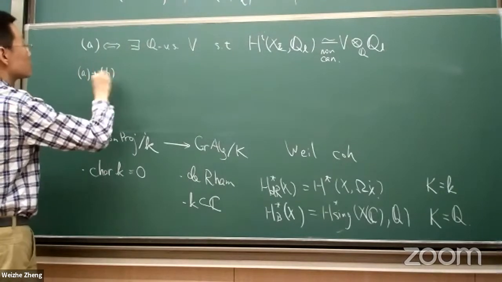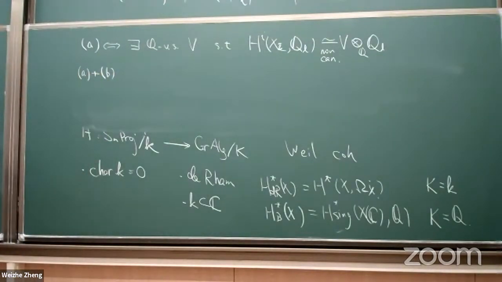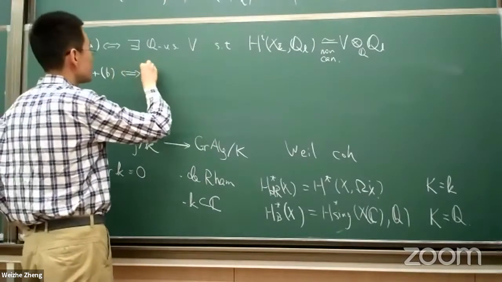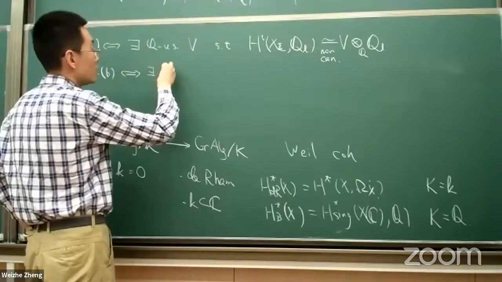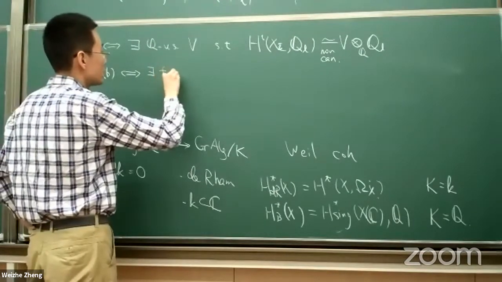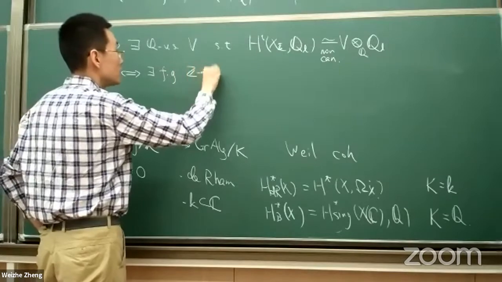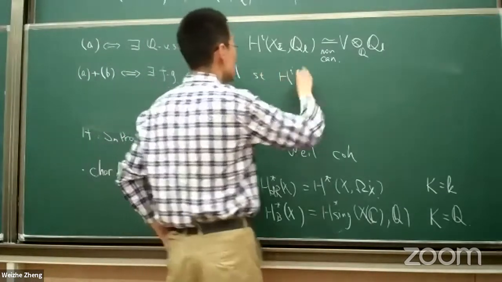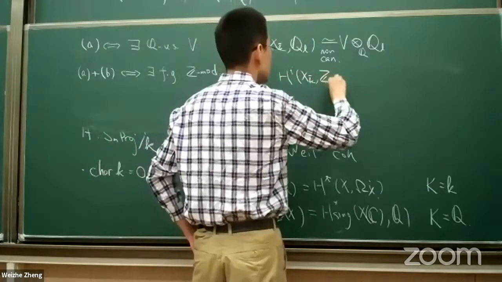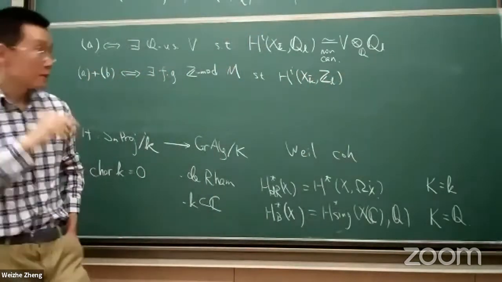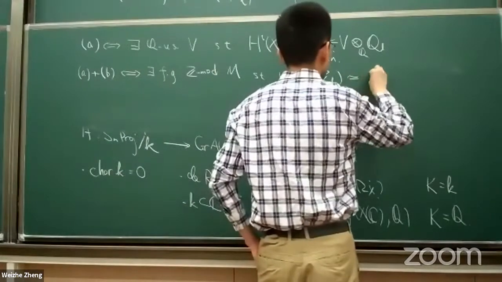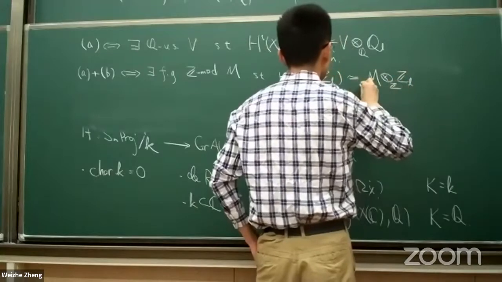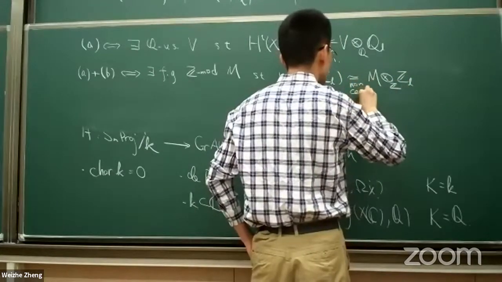And if you combine this A and Gabber's theorem on the torsion freeness for l large enough, then this is equivalent to saying that there exists a finitely generated Z module M, such that the cohomology with coefficients in Z_l is isomorphic to M tensored with Z_l. Again, this is non-canonical.